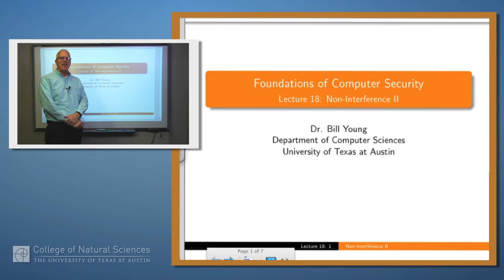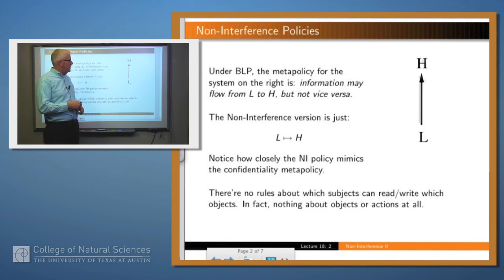Okay, welcome back. In our last lecture, we talked about what a non-interference policy is, and I described non-interference to you a little bit. We're going to talk a little bit more about non-interference today. Imagine you have a very simple confidentiality scenario in which you have a high-level domain and a low-level domain, or you could imagine a high-level subject and a low-level subject. Recall that in that scenario in MLS, what we wanted was for information not to flow from high to low. It's okay for information to flow from low to high.